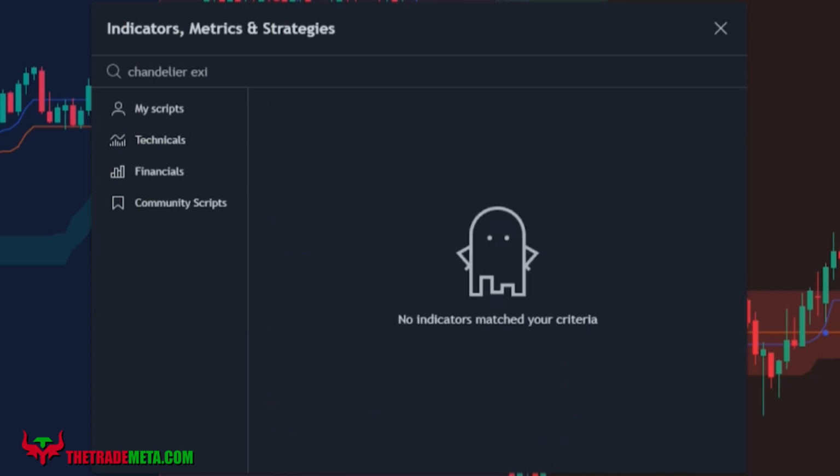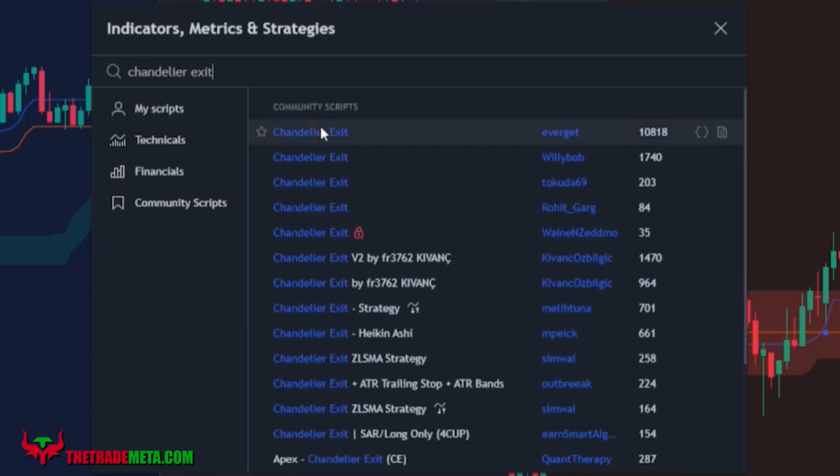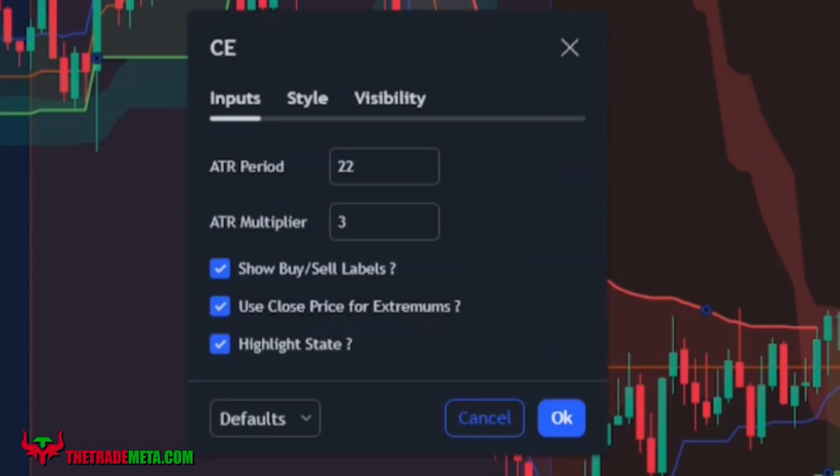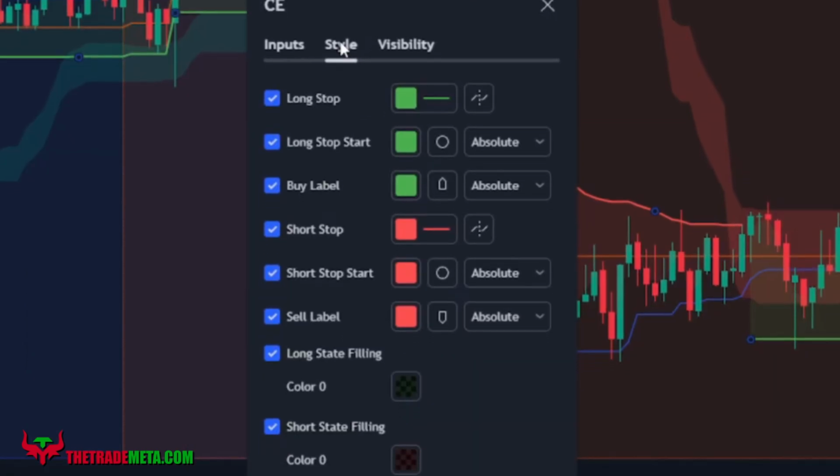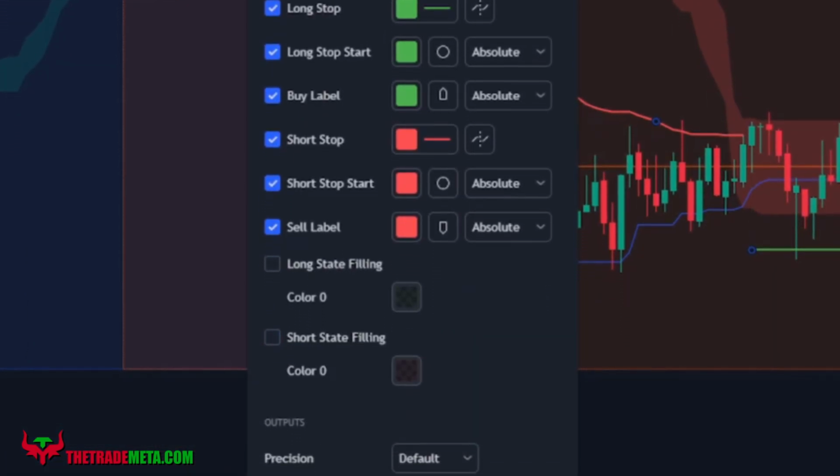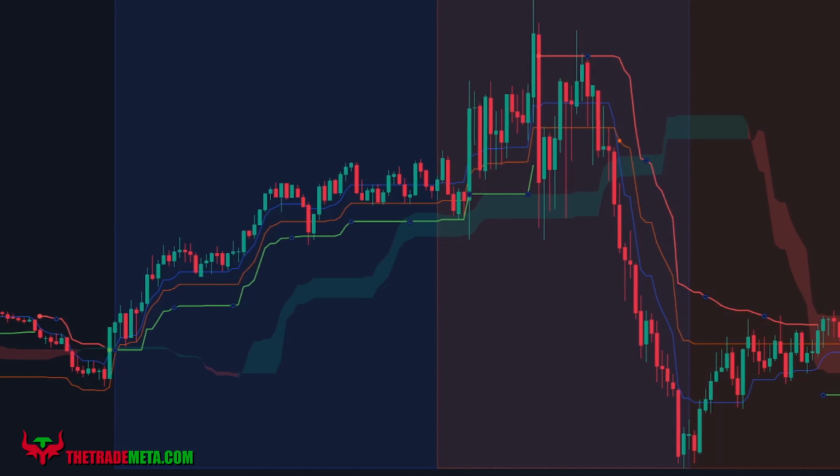Type in Chandelier Exit. And it's this one right here by Everget. Go to Settings. Under the Inputs tab, untick the buy-sell labels. Go to the Style tab and untick the long state and short state fillings. This is what our chart should look like.